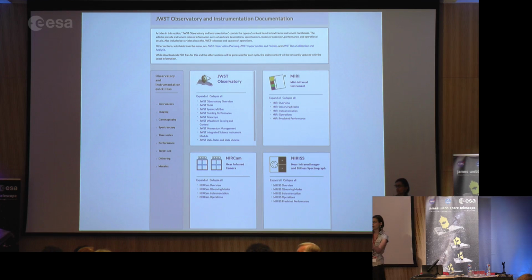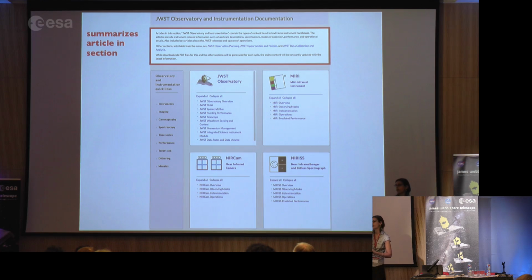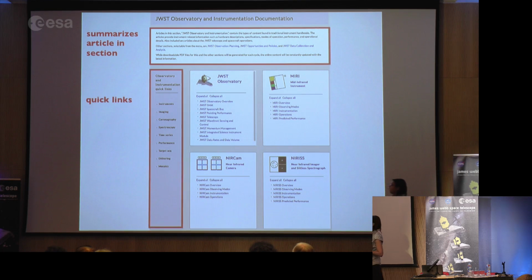So when you go to one of those spaces, you click on the link, you get to a summary page, where that top box summarizes what the articles in that space are about. We have a sidebar for quick links, and then separate boxes that could take you to landing pages for the specific topics. So here, this is an illustration for the observatory and instrumentation page, where you could get to the observatory landing page, and then information about the specific instruments.